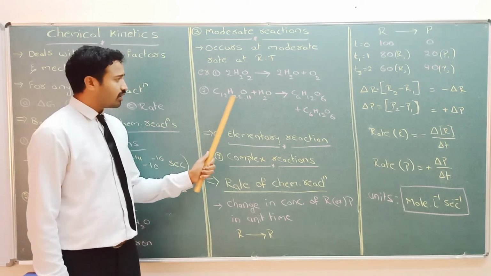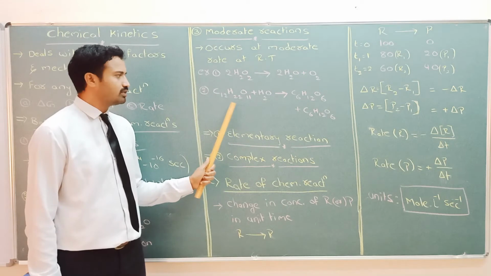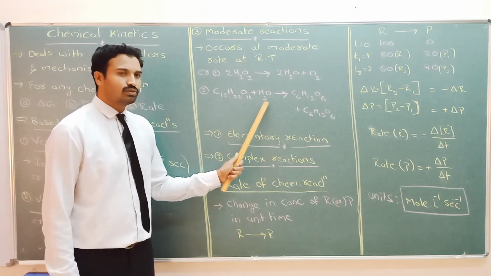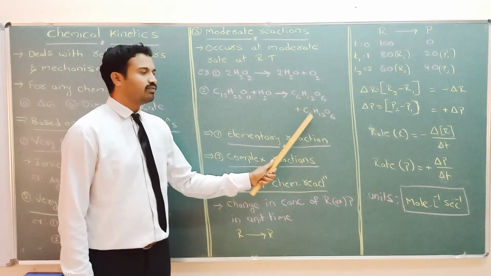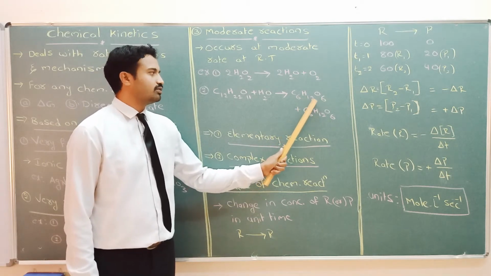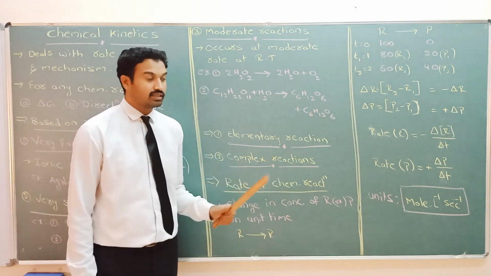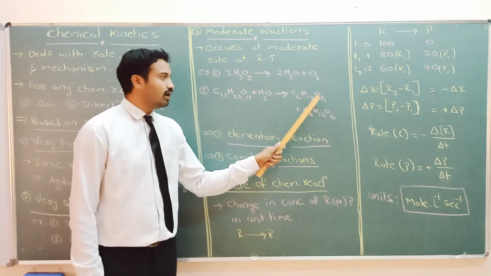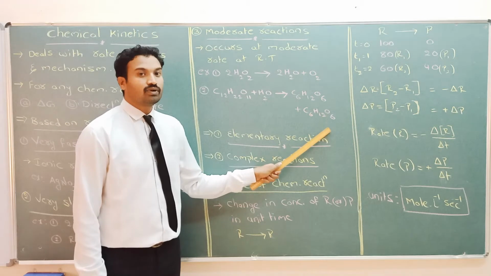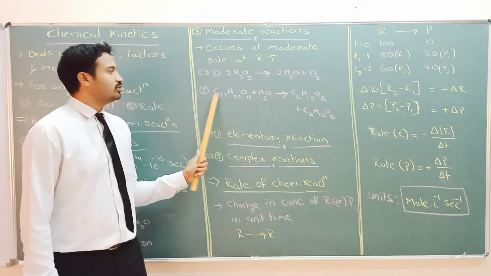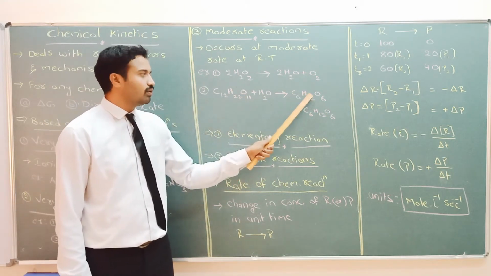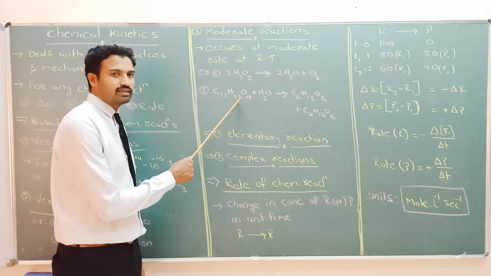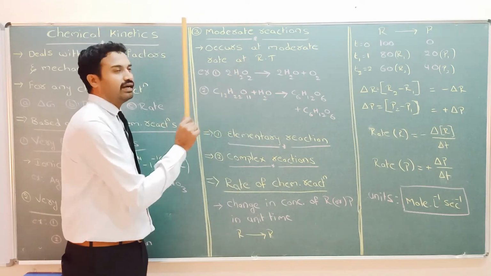Next one, hydrolysis of sucrose. This is sucrose, C12H22O11. Hydrolysis of sucrose gives glucose and fructose, both with formula C6H12O6. The difference is that glucose has an aldehyde functional group and fructose has a ketone functional group. So sucrose hydrolyzes to give glucose and fructose. These are moderate reactions, so for moderate reactions, we can calculate the rate.